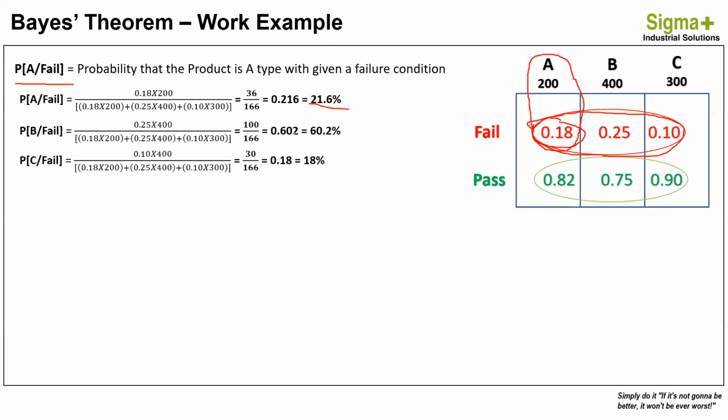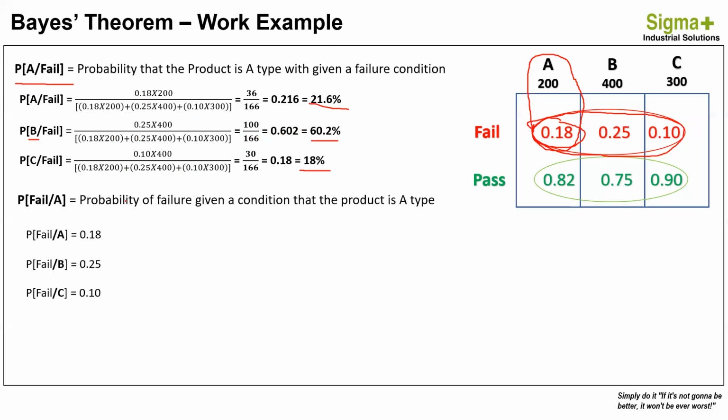Okay, so I can do the same for the other types of the products, for the product B, which was found to be 60.2%, the product C, which was found 18%. And those are the probabilities of each product type under the condition that the product is failed in the test, right? We can do the same for the product fail. Okay, here I just wanted to highlight it.